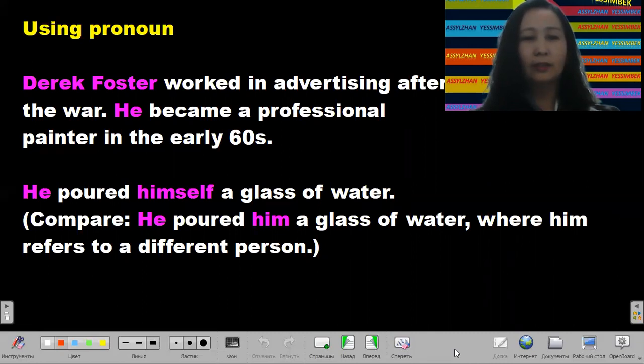Another version. He poured himself a glass of water. If the subject is the same as the object, you can avoid repetition by using reflexive pronouns like himself, yourself, themselves, etc. And compare it with this sentence. He poured him a glass of water, where him refers to a different person. It changes the meaning of the sentence.